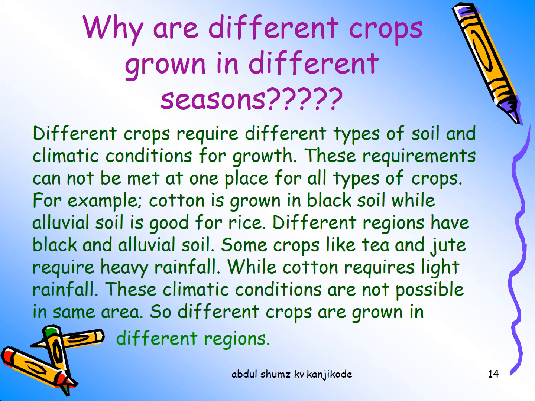And then, why are different crops grown in different seasons? Different crops require different types of soil and different types of climatic conditions. So these requirements cannot be met at one single place for all the types of crops. For example, cotton grows best in black soil, whereas alluvial soil is good for rice. Then different regions have black and alluvial soil. Some crops like tea and jute require a lot of rainfall. Cotton requires light rainfall. So these climatic conditions are not possible in one single area. So different crops grow in different regions.